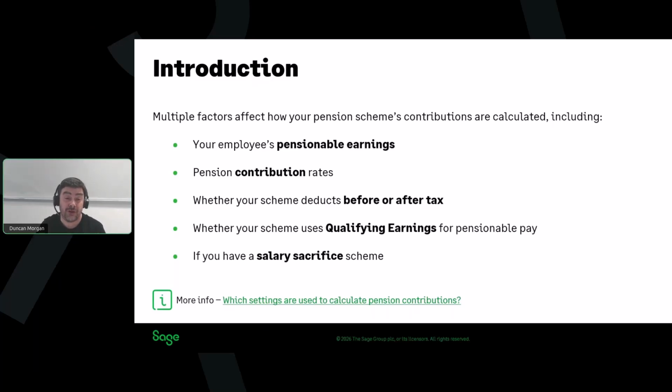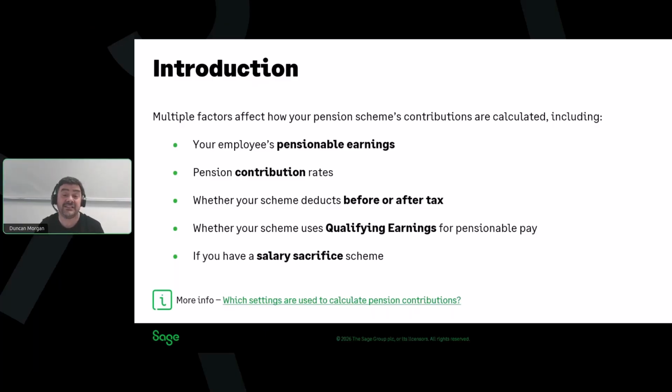The pension contribution rates would be involved in the calculation. So typically this would be a percentage, and there are minimum contributions for qualifying pension schemes. Whether your scheme deducts employee contributions before or after tax is a key setting. So this will depend on the tax relief arrangement that your scheme uses. If your scheme does use qualifying earnings for pensionable pay, this will restrict the pensionable pay between lower and upper thresholds, which are set in legislation.